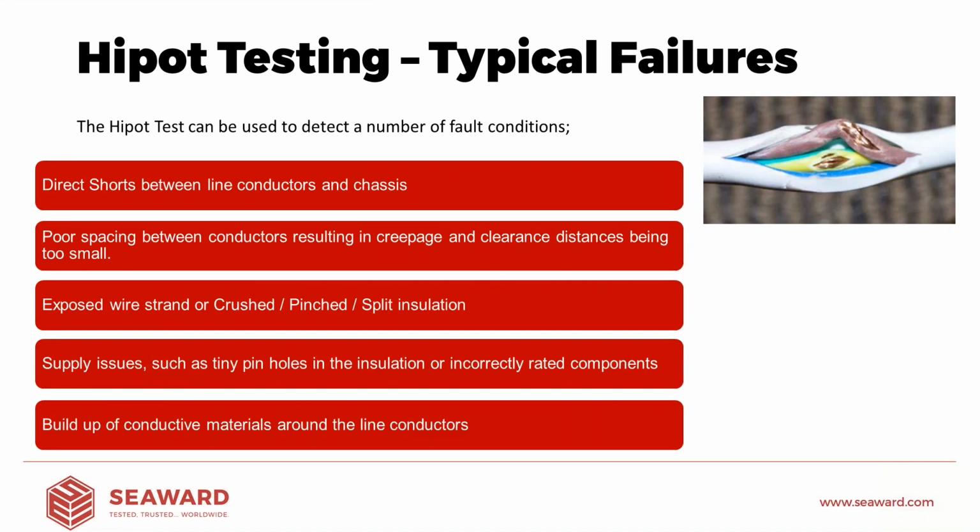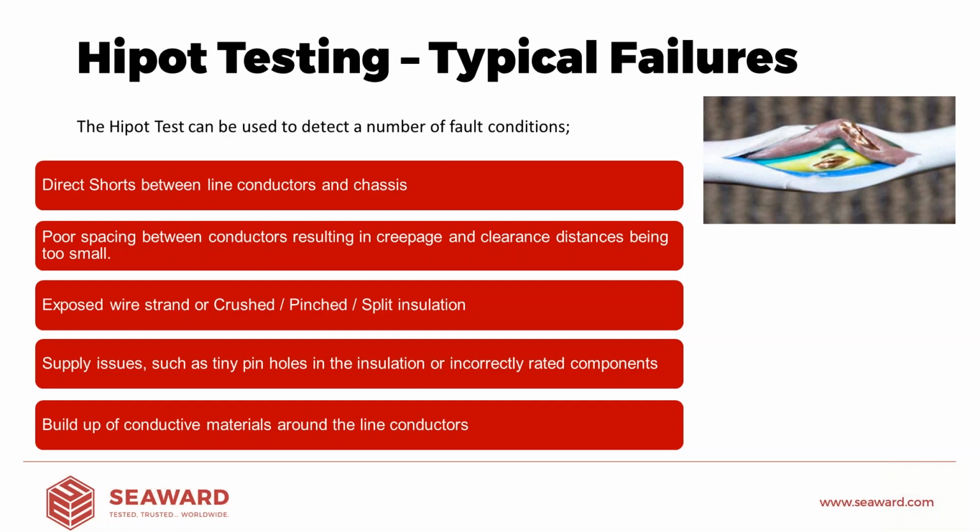So what are the typical failures that a Hipot test will pick up? Firstly, the most simple one is direct shorts: any direct short between any of the line conductors, live or neutral, and the chassis or the earth cable, if there's an earth cable in the product. Then poor spacing. If we have poor spacing between current carrying conductors, that can result in creepage or clearance distances being too small. With too small a distance, in theory that could present a flashover condition where the voltage and current arcs from one point to the other.